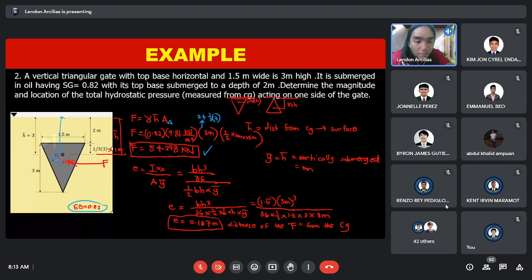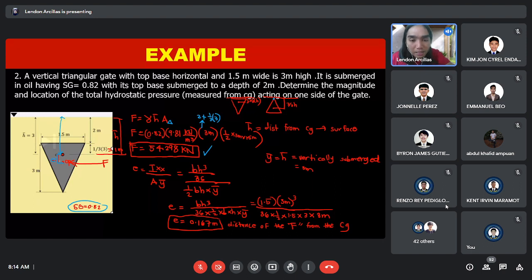So, measured from CG. Meron ding location of the hydrostatic force measured from the bottom. Meron ding measured from the surface. Basta alam niyo yung definition ng CP. CP is below the CG. So, ang hinahanap lang is E.